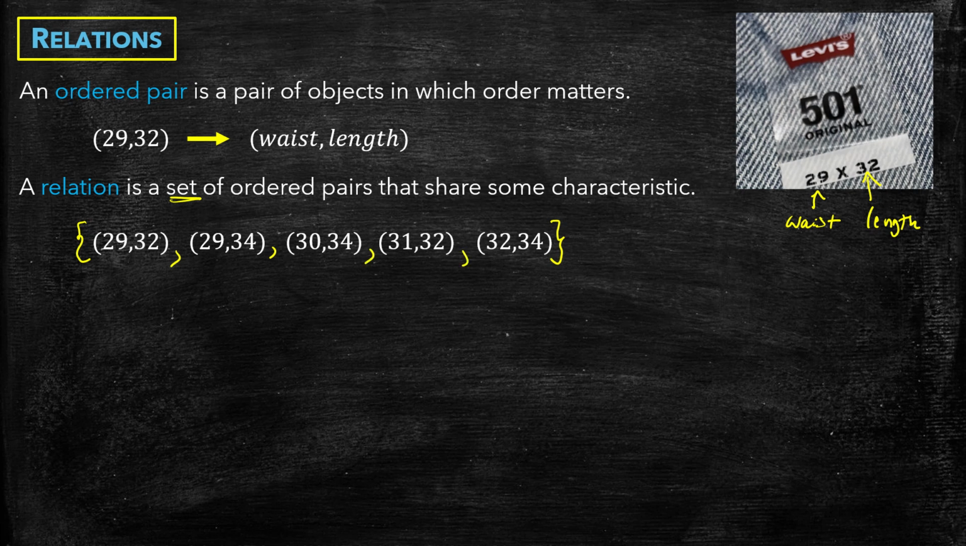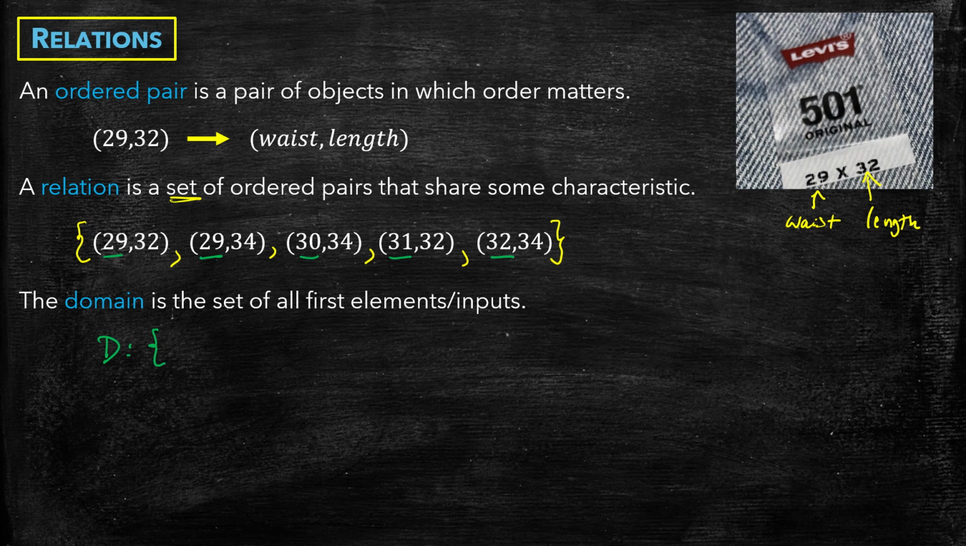So we need some terminology that goes with relations. So we need to understand what the domain of a relation is. It's the set of all first elements. So let me just use a different color here. So the first elements, we have the waist sizes, in other words, 29, 29, 30, 31, 32. So when we write the domain, we just list the elements. So I don't need to write 29 twice because that's obvious. And here are the waist sizes. That's the domain of this relation.